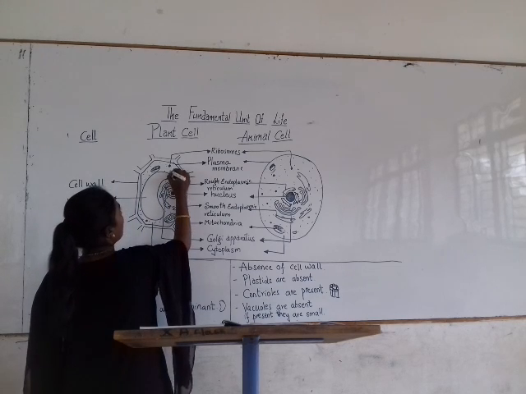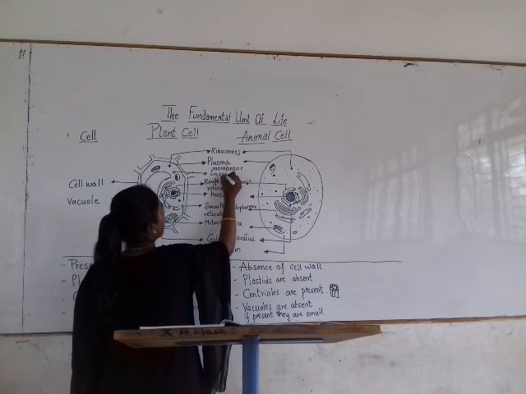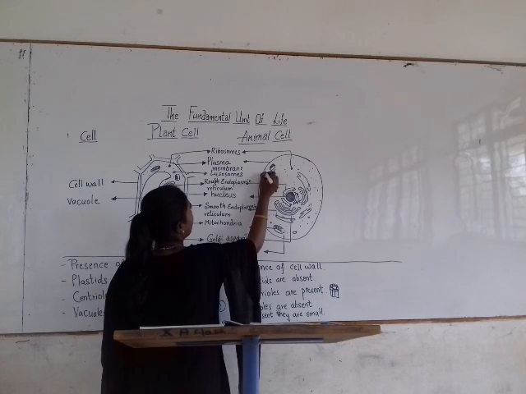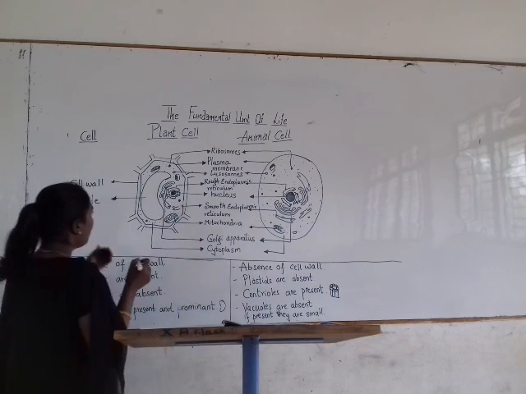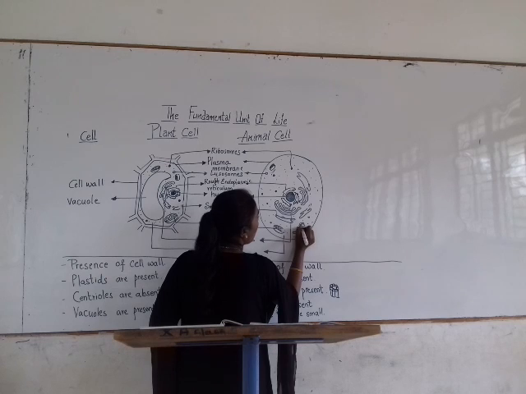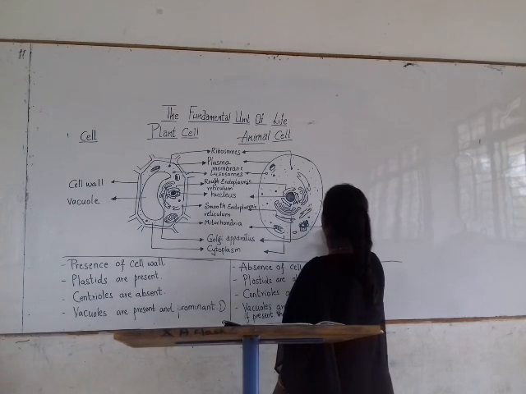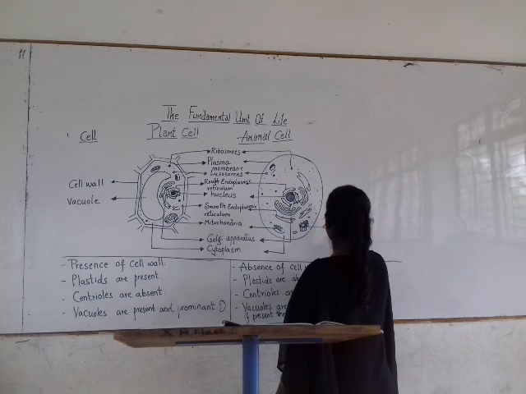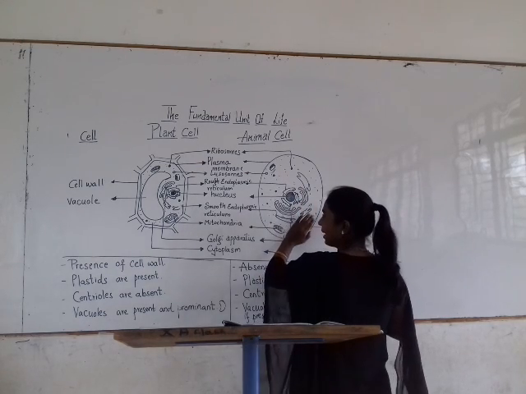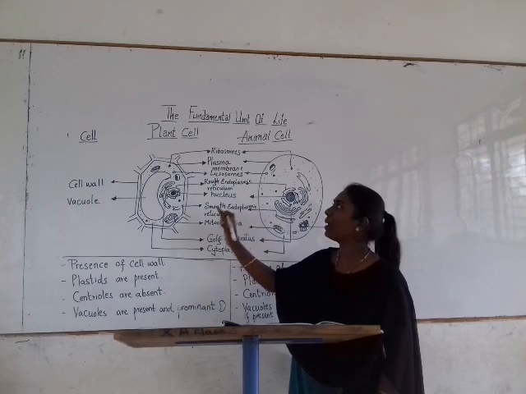And one more important structure, which is also spherical in shape, is called lysosomes. Apart from that, the animal cell consists of centrioles, which are present only in the animal cell and absent in the plant cell. Right? So these are centrioles, which are present in the animal cell but absent in the plant cell. Right? So this is about the differentiation of plant cell and animal cell.